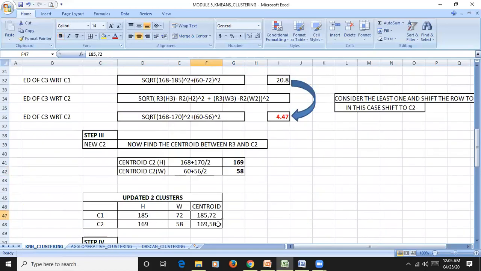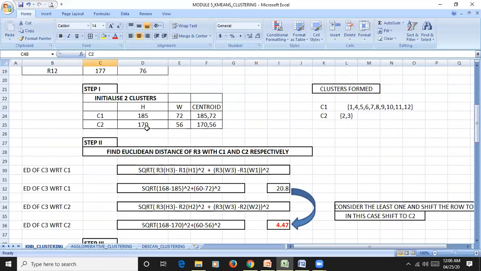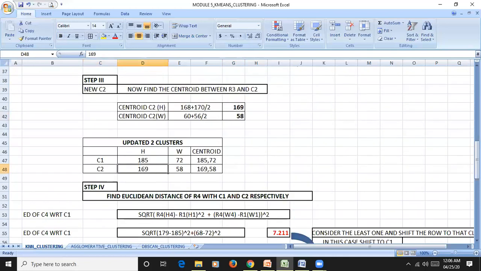It will remain the same. But what are the new changes with C2? C2 values previously were 170, 56. Now my latest values are 169 and 58. I have shifted my centroid. By doing so, I am going to find the nearest neighbor in a more proper, more confident way. So this is with your updated cluster value.